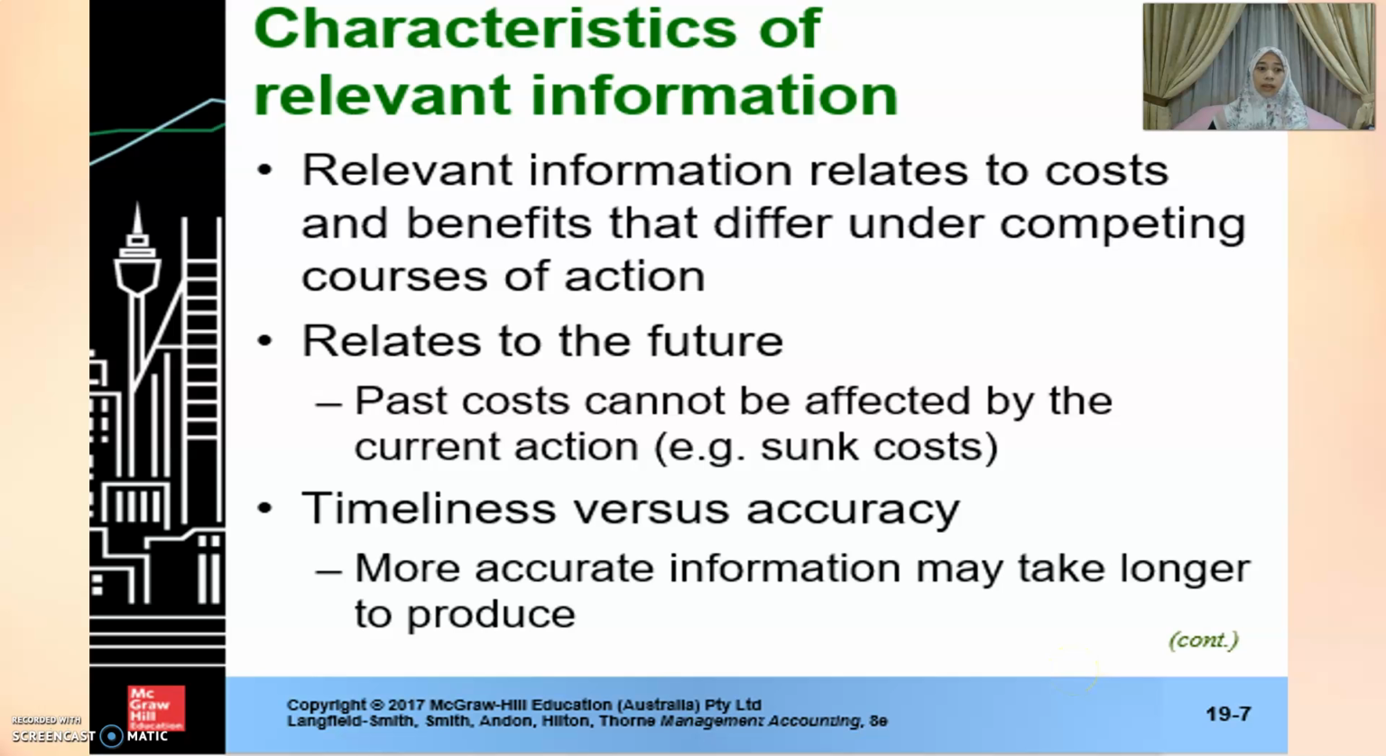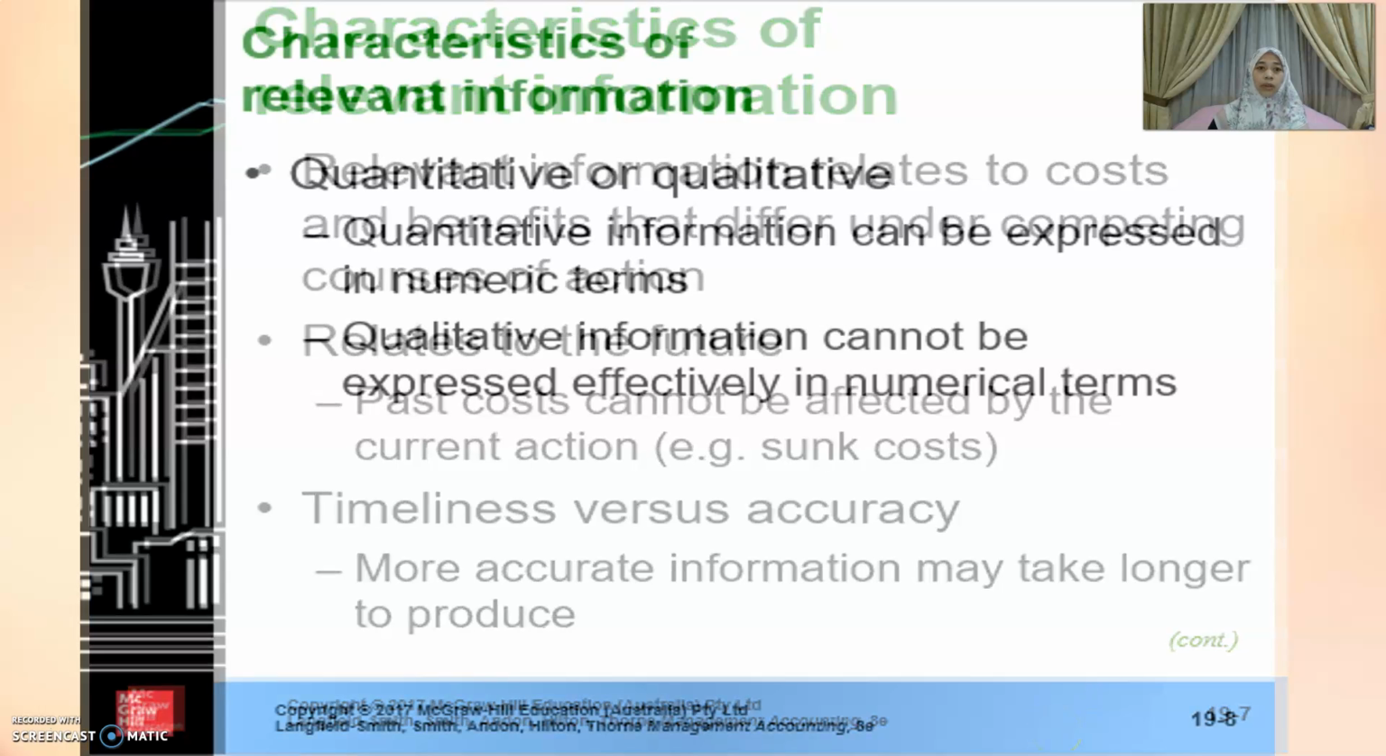So these are the characteristics of relevant information. Relevant information relates to costs and benefits that differ under competing courses of action. It relates to the future because when you want to make a decision, you are making a decision for the future. Therefore, past costs cannot be affected by the current situation. Next, you need to look at timeliness versus accuracy. More accurate information may take a longer time to produce.